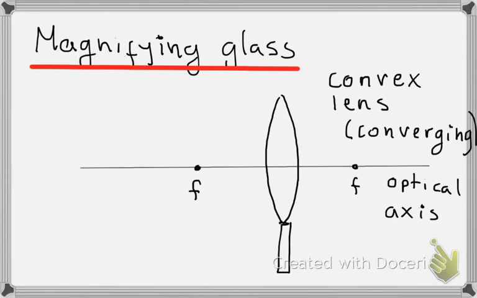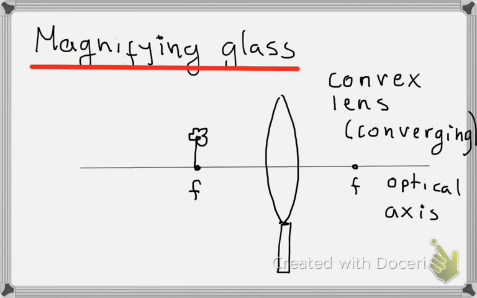All lenses have an optical axis, the axis of symmetry of the lens. And for a magnifying glass, in this discussion, we're going to assume that we're looking at an object that we have placed at the focal point. We're just going to bring the magnifying glass close to the object until the object is at the focal point of the magnifying glass, of the convex lens or converging lens.